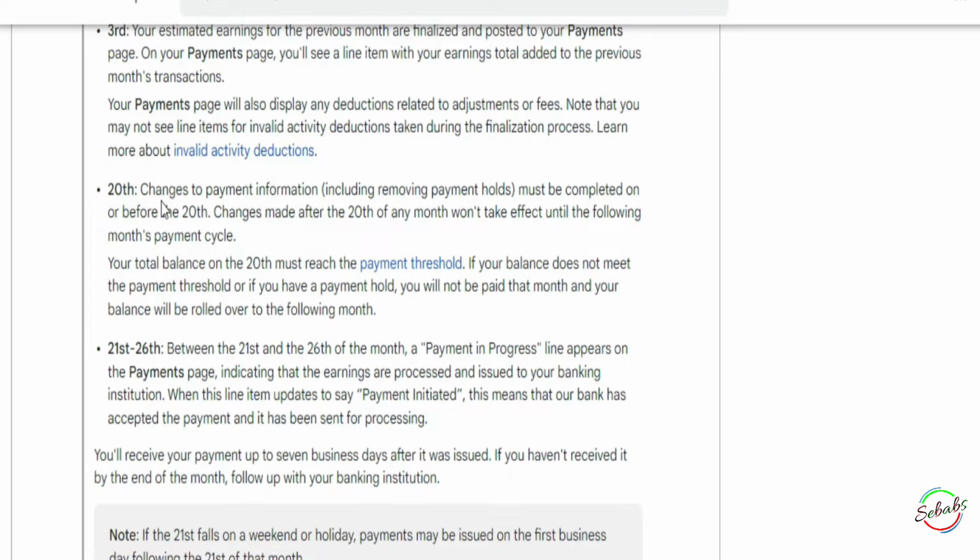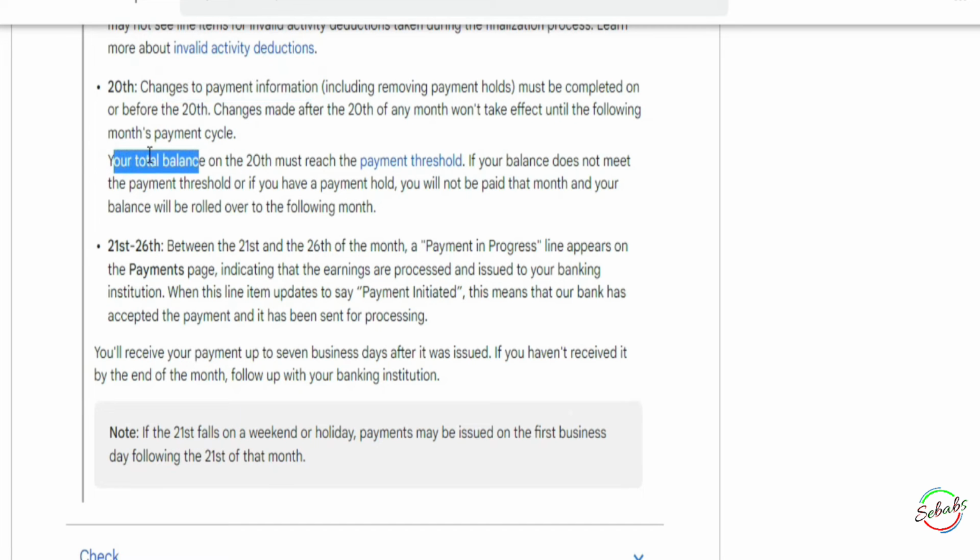On the 20th, changes to payment information, including removing payment holds, must be completed on or before the 20th. Changes made after the 20th of any month won't take effect until the following month's payment cycle. You also have an observation here. Your total balance on the 20th must reach the payment threshold. If your balance does not meet the payment threshold, or if you have a payment hold, you will not be paid that month and your balance will be rolled over to the following month.